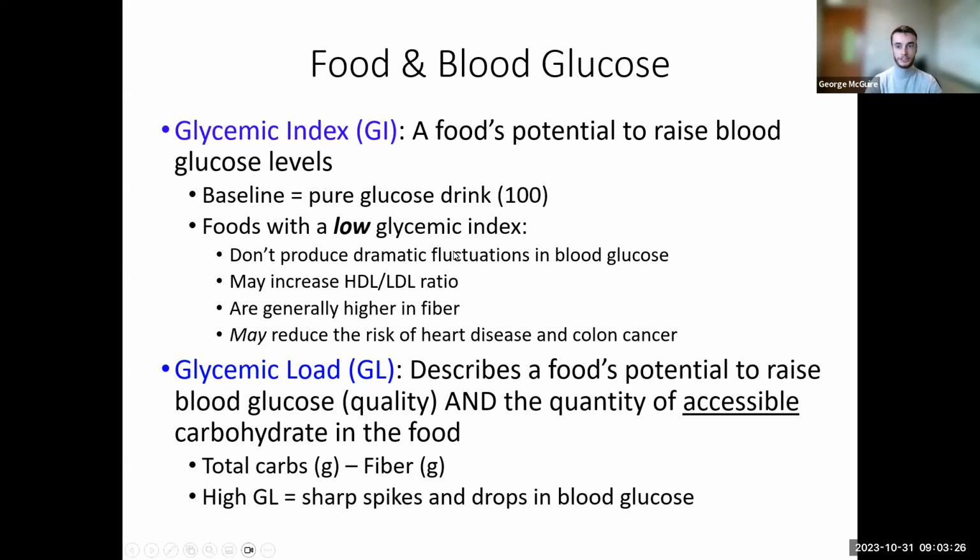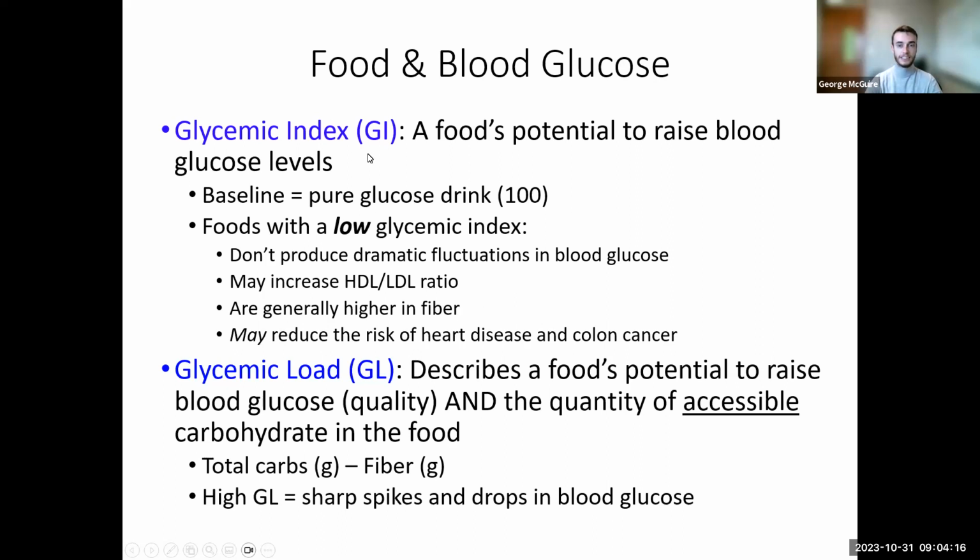So not only that they don't produce dramatic fluctuations in your blood glucose levels, so high spikes and low valleys, but they were also associated with increasing high-density lipoprotein to low-density lipoprotein ratios. This is a concept we'll come back to in the next chapter. But essentially, high-density lipoproteins are good. Low-density lipoproteins are considered to be bad. They're more likely to stick to the linings of our arteries and capillaries and cause clots. Right? Whereas high-density lipoproteins are more likely to make it to their target and even pick up any of those stuck lipids throughout our circulatory system. Foods with low GIs are generally higher in fiber, which is also considered to be healthy because of all the other associations we talked about, and may reduce the risk of heart disease and colon cancer.